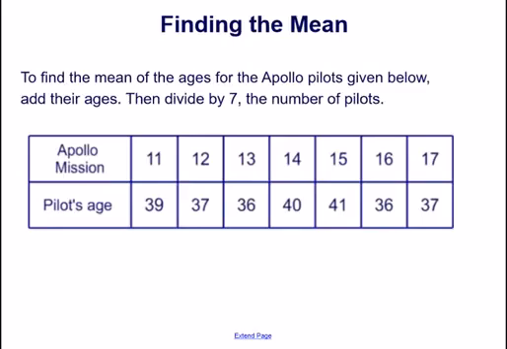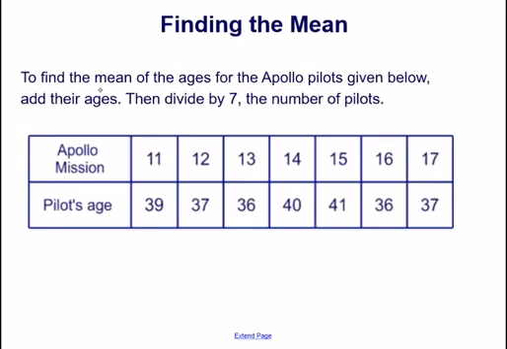To find the mean of the ages, here we have an example of the ages for the Apollo pilots given in a table. To find the mean of their ages, we want to add their ages all together and then divide by 7, which is the number of pilots. For Apollo Mission 11, the pilot's age was 39, for 12 it was 37, 13 was 36, 14 was 40, 15 was 41, 16 was 36, and 17 was 37.